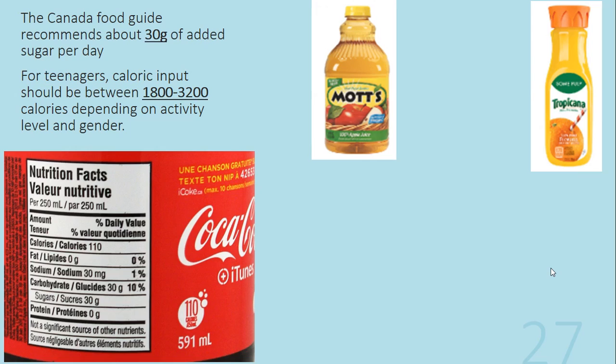So you might look at that label and go, oh, 30 grams of sugar. Great, I'm okay. But remember, that's in 250 mils. So if you drank that whole bottle, you're actually getting 60 grams of added sugar. That's double what Health Canada recommends in one small bottle of Coke.